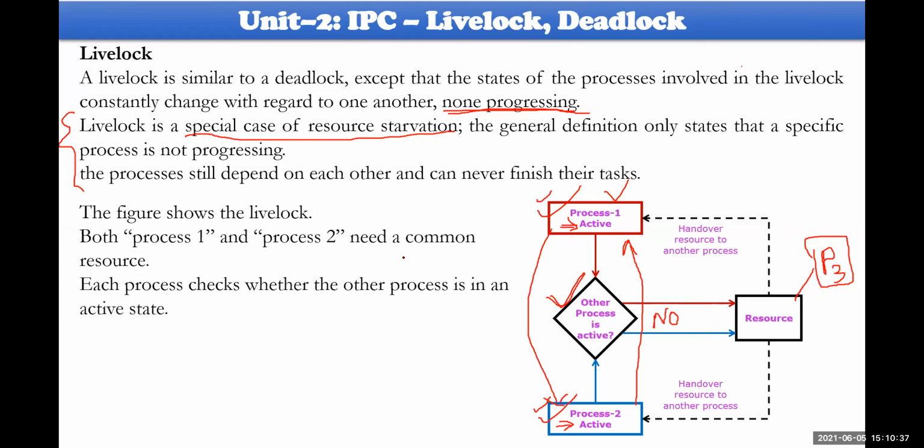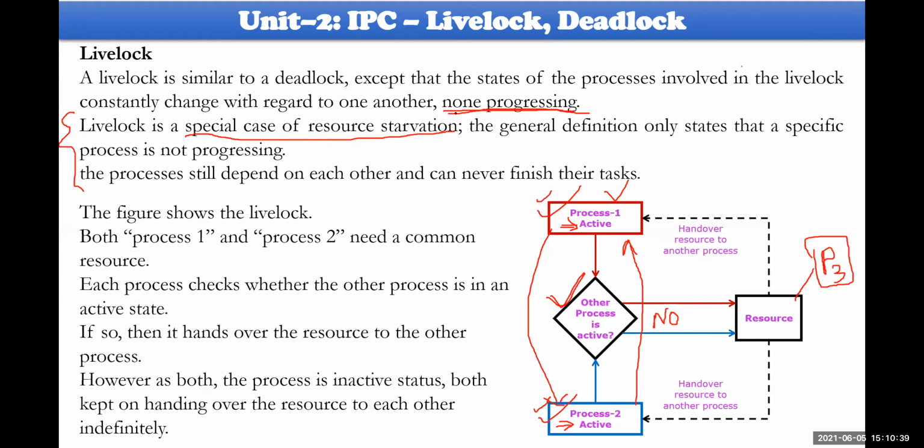Look at this, the same thing I was explaining. Process one is trying to acquire the common resource R. Each process is checking whether the other process is in an active state or not. Continuously, both are in the active state only. Only this operation will be done by these two.